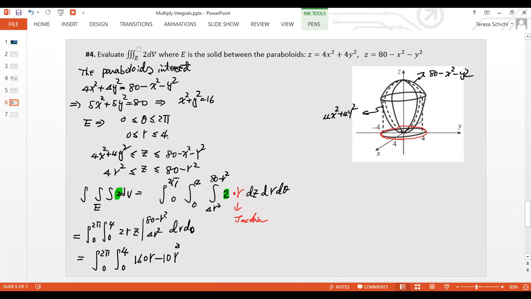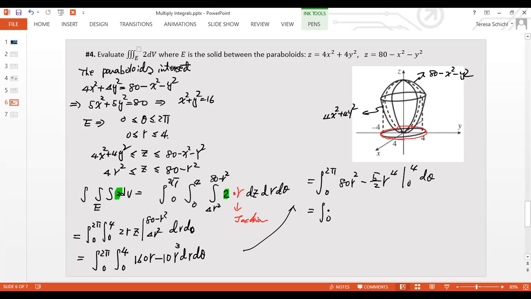After you integrate that, then it's dr d theta. Now it's pretty easy. The r integration here gives 80r squared minus 5 over 2 r to the 4th, from 0 to 4, then d theta. So now let's take a look at what we calculate here.